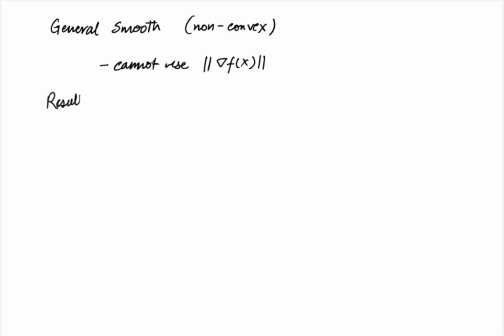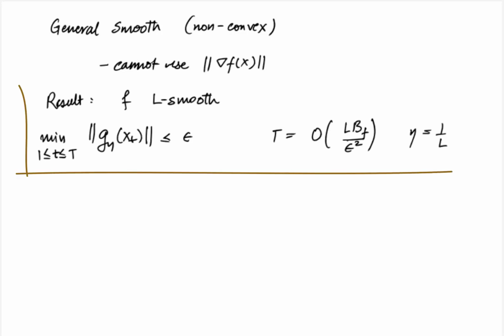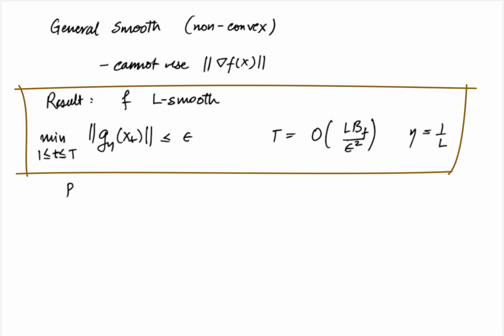Under the condition that f is L smooth, the number of oracle calls required to achieve the minimum over t from 1 to capital T of the norm of g_eta(x_t) less than or equal to epsilon is given by T equal to order of L B_F by epsilon square. Recall that B_F was the initial optimality gap, for eta equal to 1 over L. The proof for this case is very simple. In fact, we have already established the non-increasing function value.